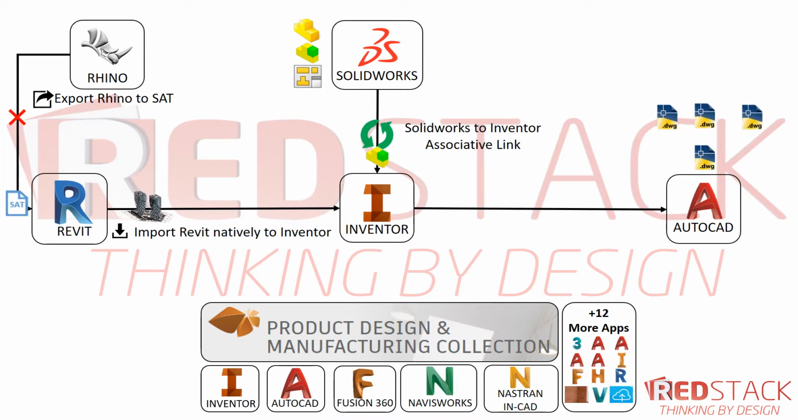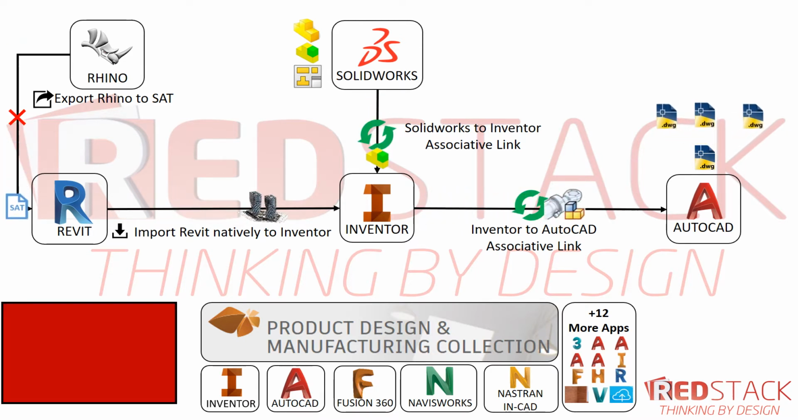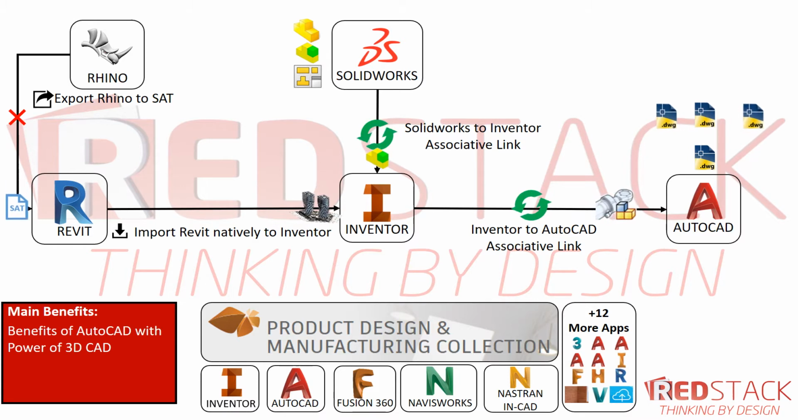So now I have to do my fabrication level drawings. I can send that 3D model now straight to AutoCAD, and if the 3D model changes, it automatically updates inside of AutoCAD. So I can now produce very powerful 2D documentation in the file format everyone likes. So the main benefits are I'm getting the power of 3D with the power of AutoCAD, and it eliminates the previously highlighted issues in the previous workflow.